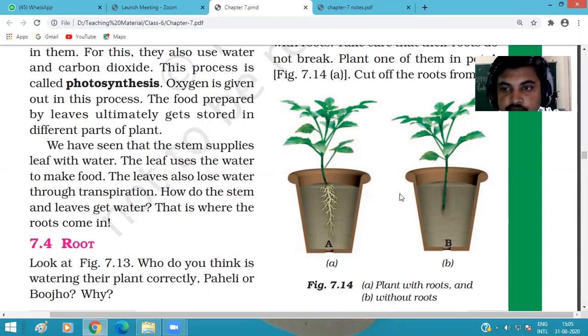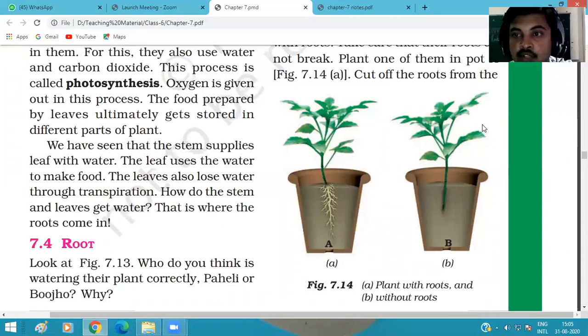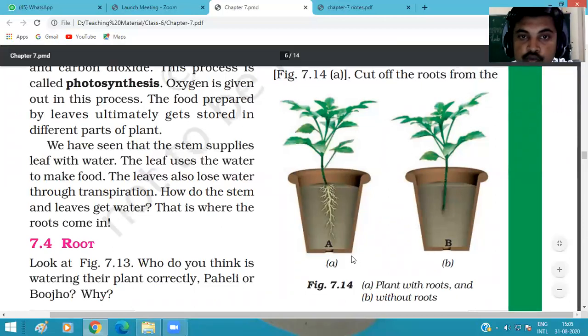Why? Because it doesn't have roots, and in the absence of roots, it is not able to absorb water from the soil. So by this activity we can understand the role of roots.